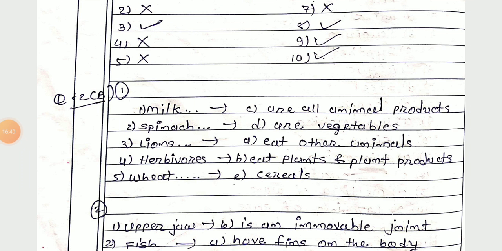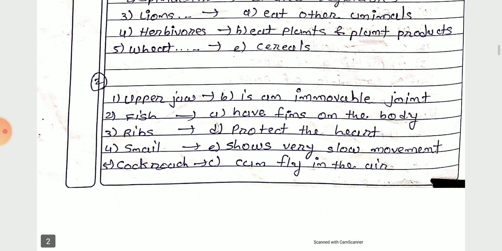So this one is the answer for your first matching. You can write the matchings like this. With the first column, you can write the answers directly. No need to write the question. And this one is the answer for the second matching.